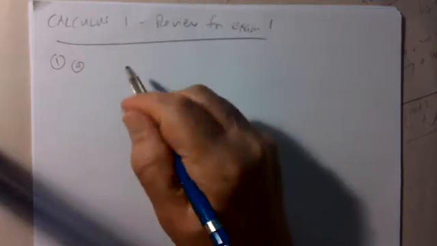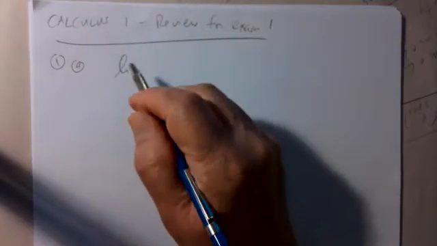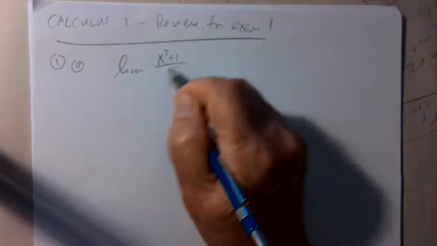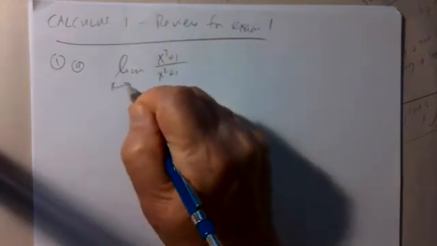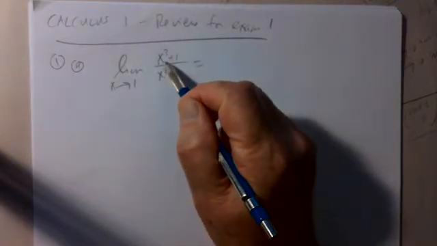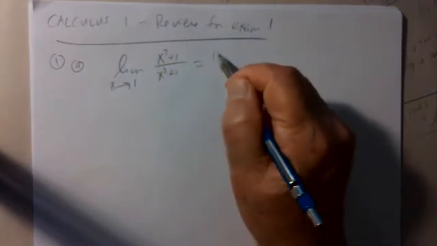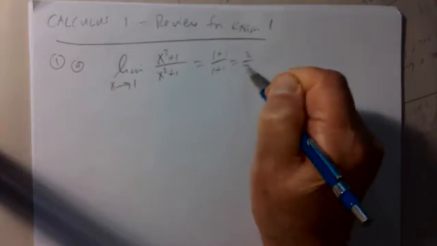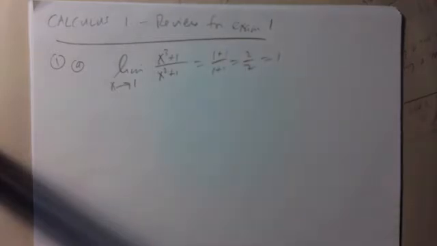So this is the review for the first exam, and I'm going to go over all the problems in order. So problem 1 is to find two limits. The limit of x cubed plus 1 over x squared plus 1 as x goes to 1. Well, as x goes to 1, x cubed and x squared both go to 1. So this is 1 plus 1 over 1, or 2 over 2, or 1. So that's pretty straightforward.